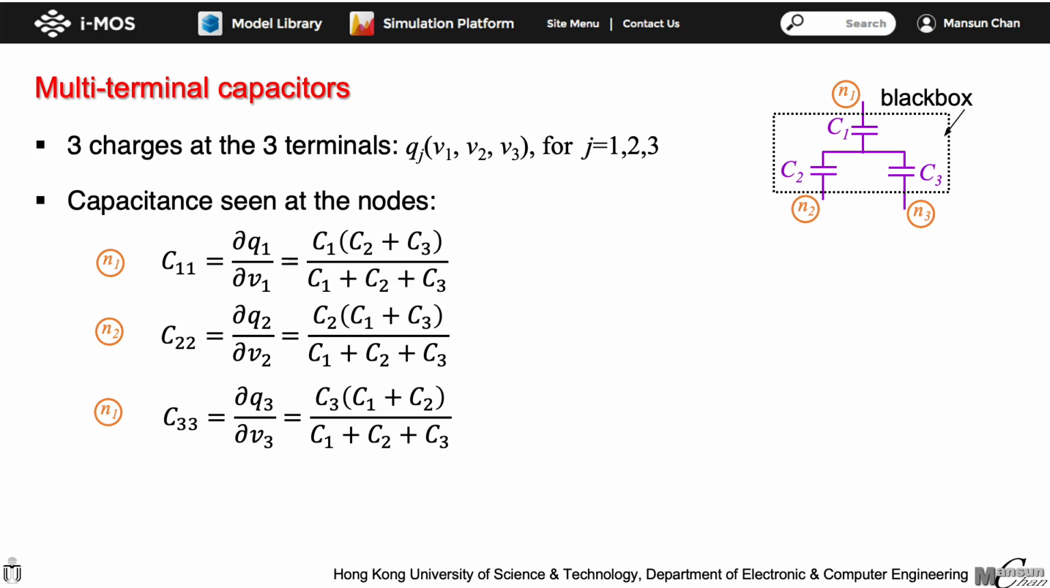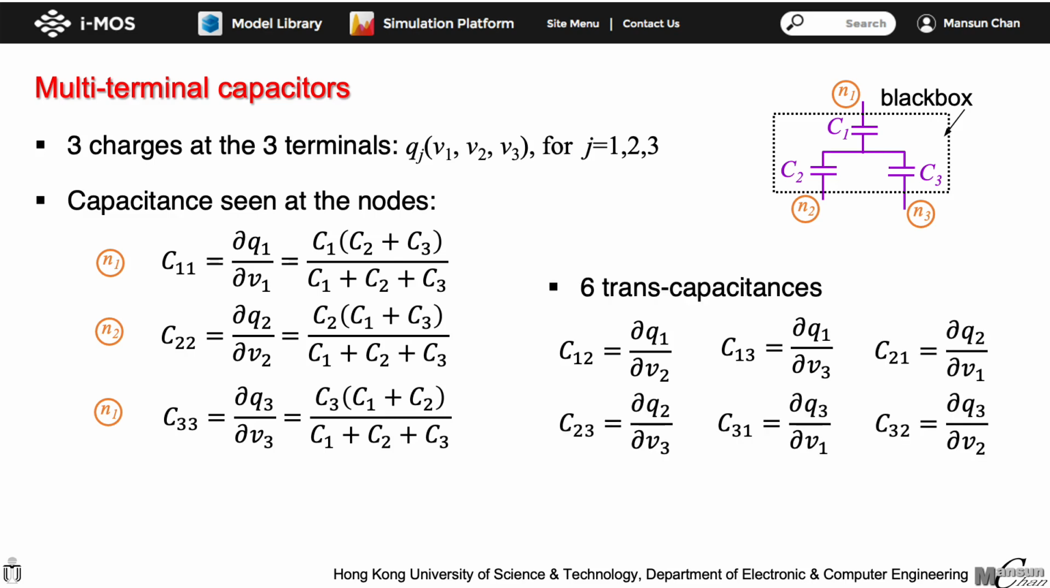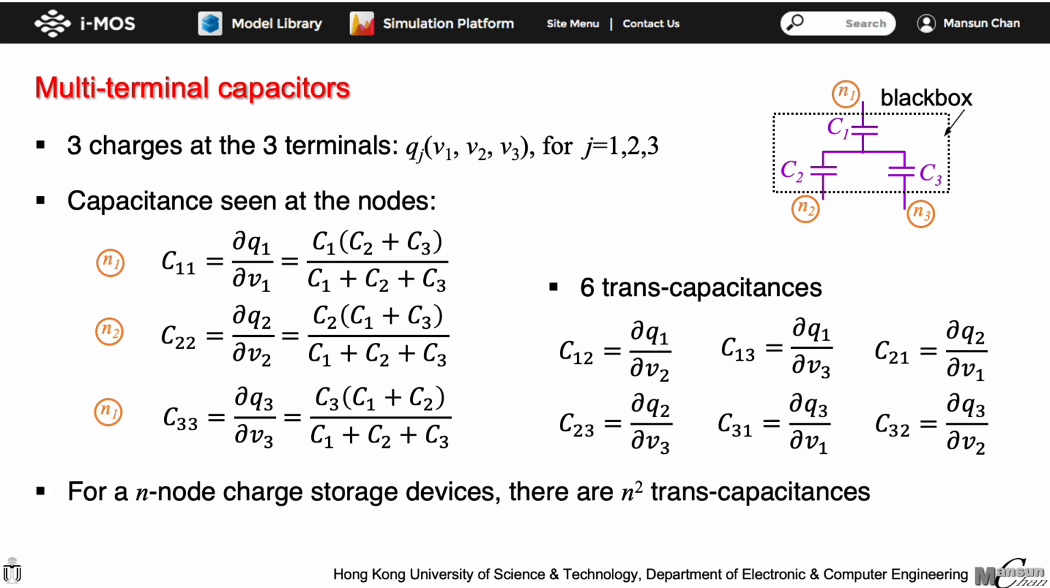In addition, the charge stored at node 1 will also be affected by the change of voltage at node 2 and node 3. So, the partial derivatives of Q1 with respect to node 2 and node 3 are not zero. These derivatives are called the transcapacitance, and there are 6 of them, as given here. If you remember there are transconductances, it should not be surprising to see transcapacitances. For an n-node device, there are n squared capacitance terms in total.